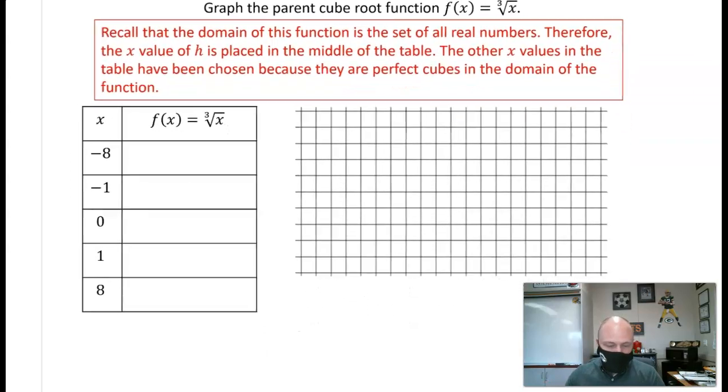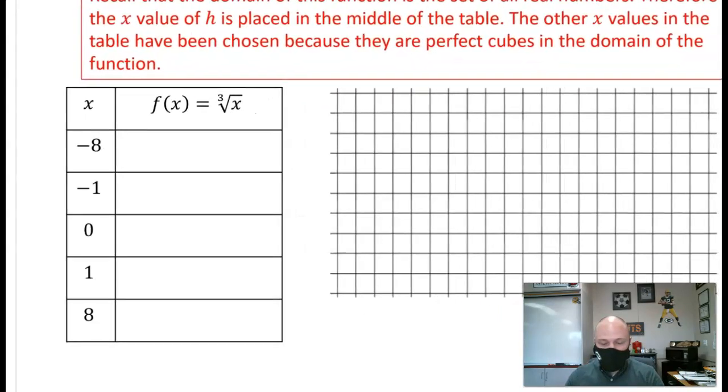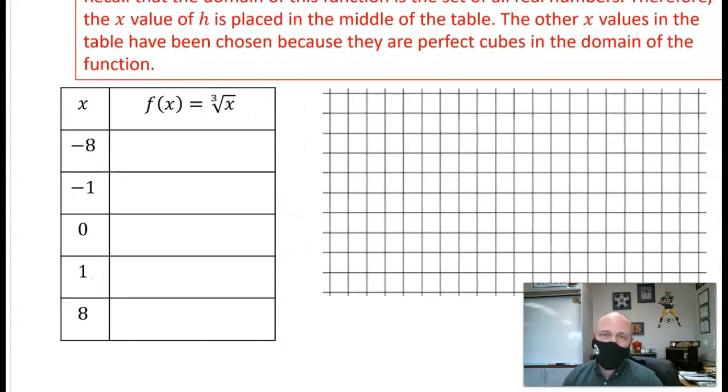So here are x values that we're going to go ahead and plug into our parent function. And they're chosen for us specifically and strategically because they're all perfect cubes. So if I plug in -8, the cubic root of -8 is -2. Right? Because -2 times -2 is +4, times -2 is -8. What's the cubic root of -1? What times itself 3 times gives you -1? Well, that is just -1.